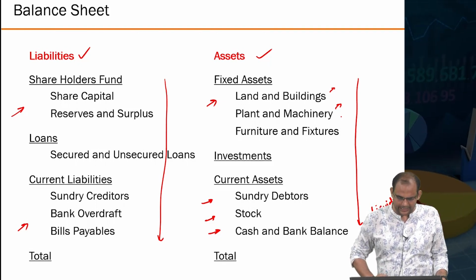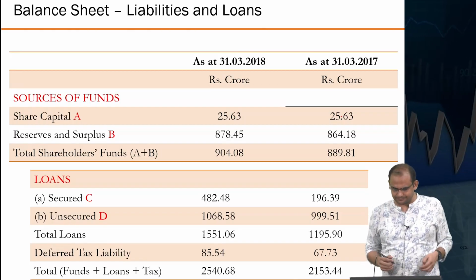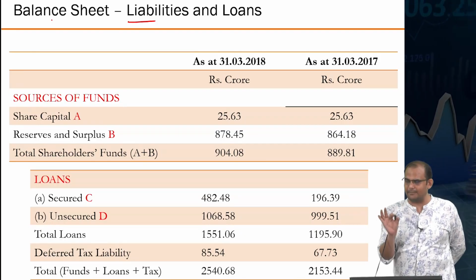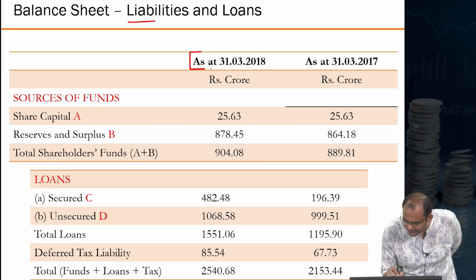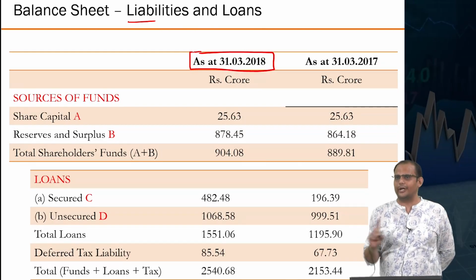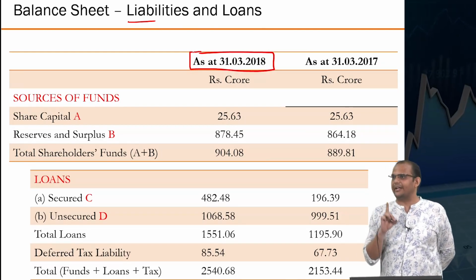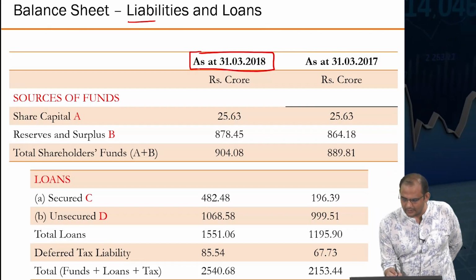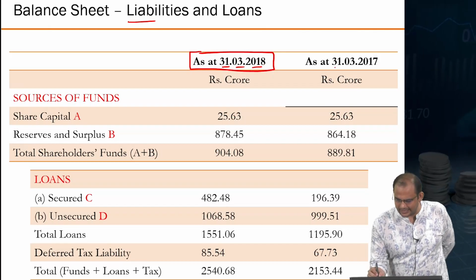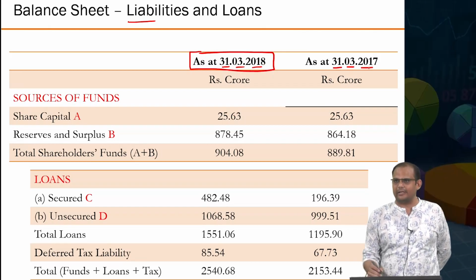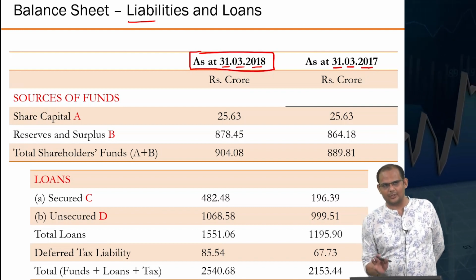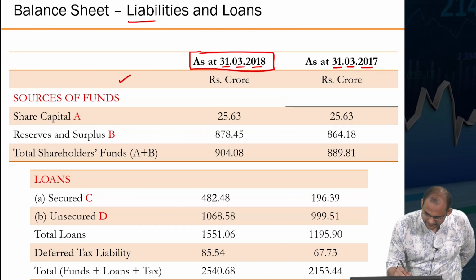So let me show you examples. From the liability side we will start. So typically liabilities and loans, again we are looking at the balance sheet. The balance sheet is not for a duration, it is on a specific date. So balance sheet on 31st March 2018, balance sheet on 31st March 2017, just to give you a comparison, right? Got an idea? Now let's go to the liability side.